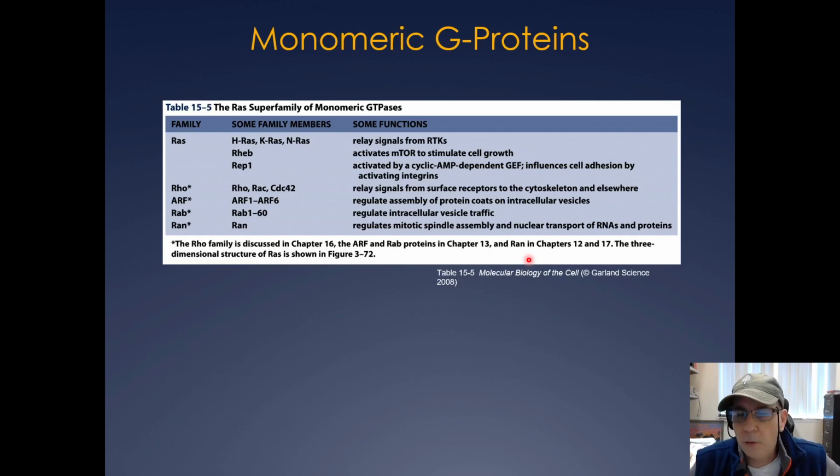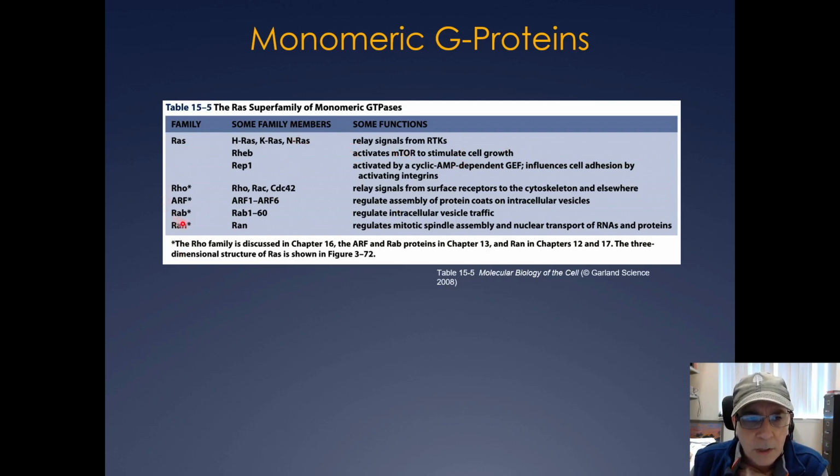Okay, now on to monomeric G-proteins. And I call the G-proteins with the G-protein coupled receptors trimeric to distinguish them from these other G-proteins. And we've already talked about some of these through class. We have the RAS proteins. There's HRAS, KRAS, and NRAS. And these relay signals from RTKs.